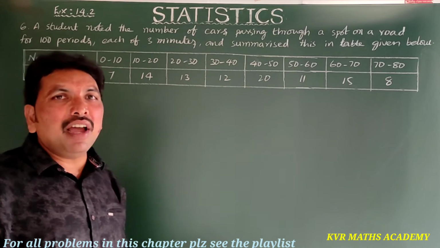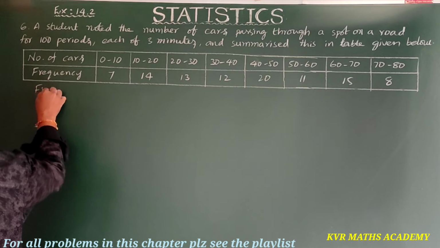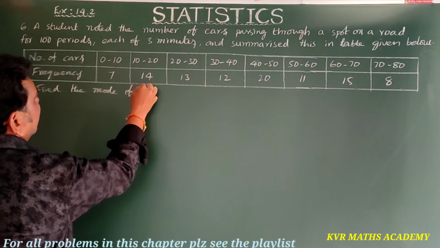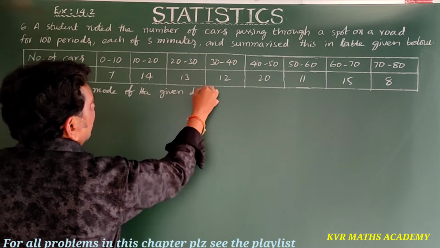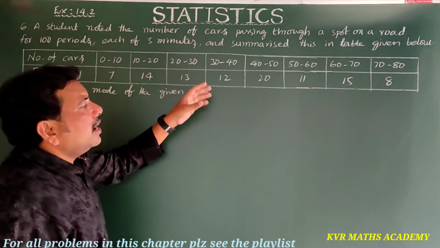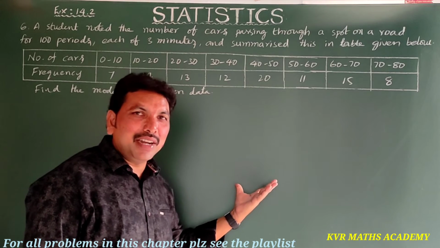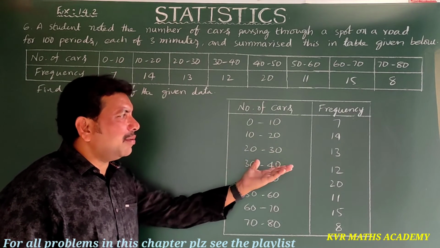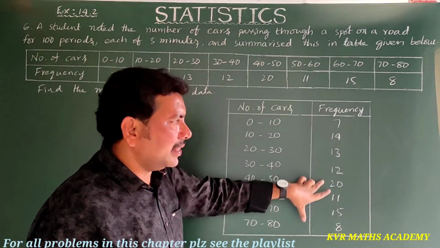So what do we have to find? Find the mode of the given data. Before finding it, first I will draw the table vertically. See, for the given data I have drawn the table vertically, with the number of cars like this and the frequency like this.